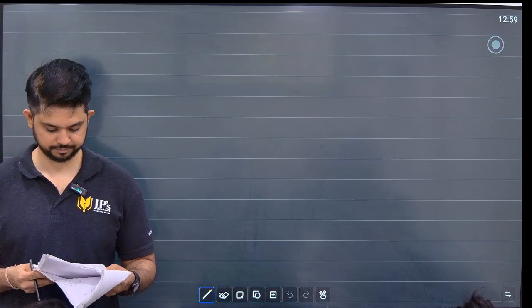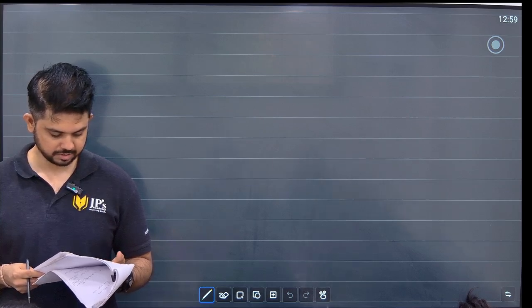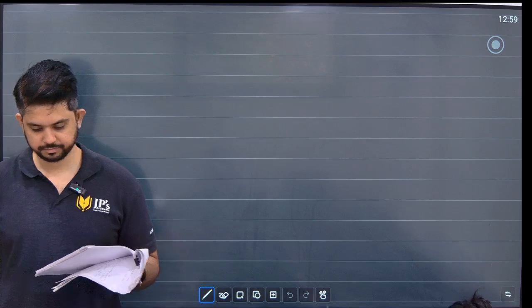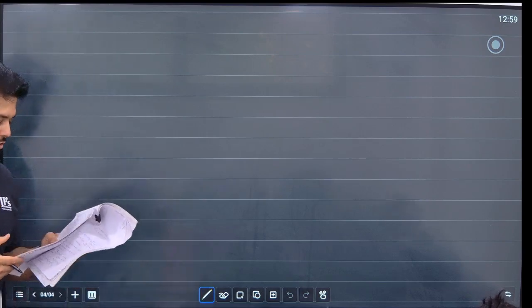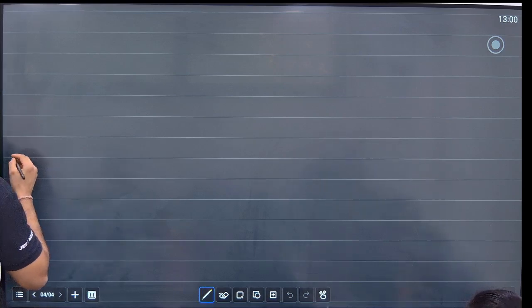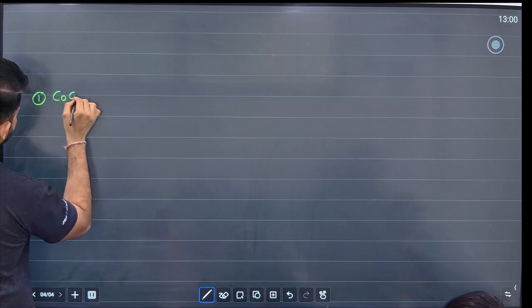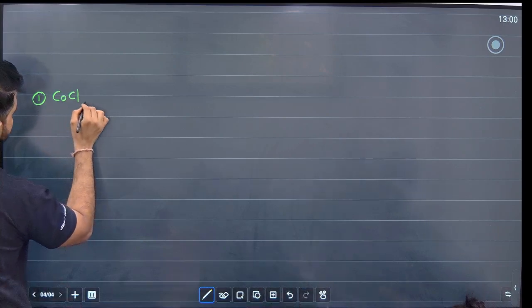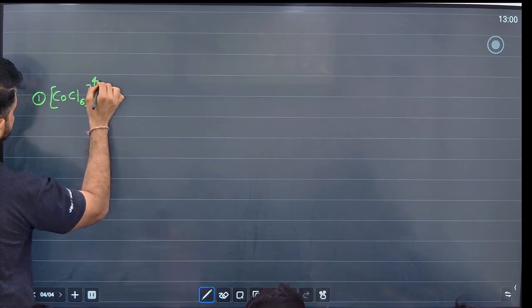Find hybridization, geometry and magnetic moment for the following complexes.